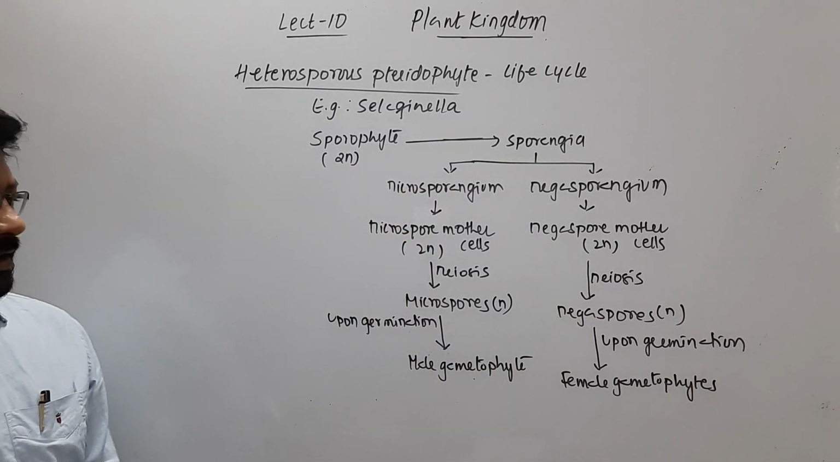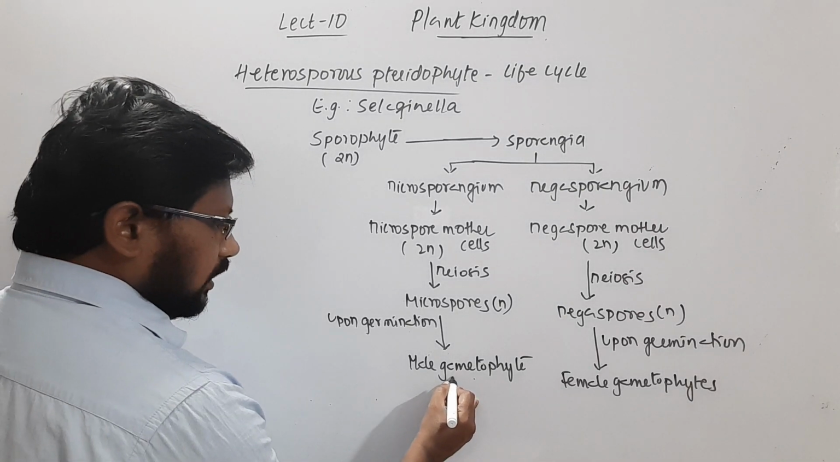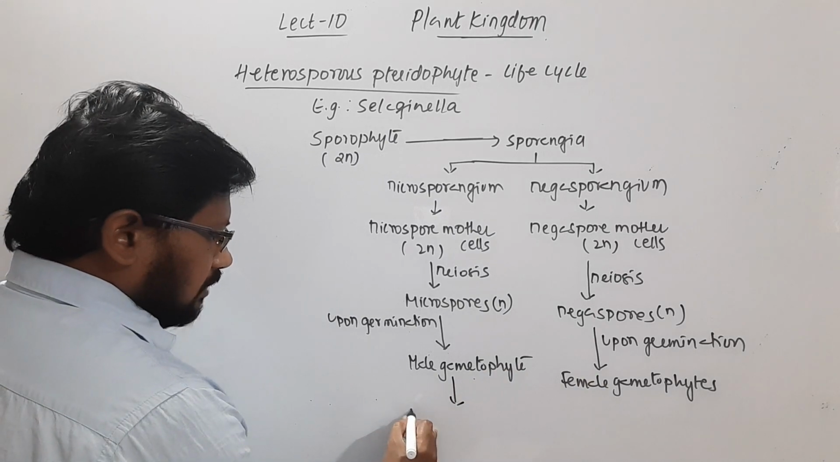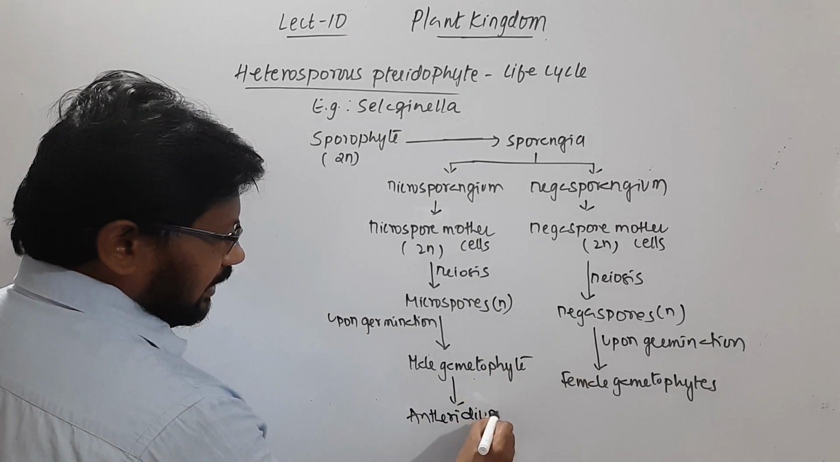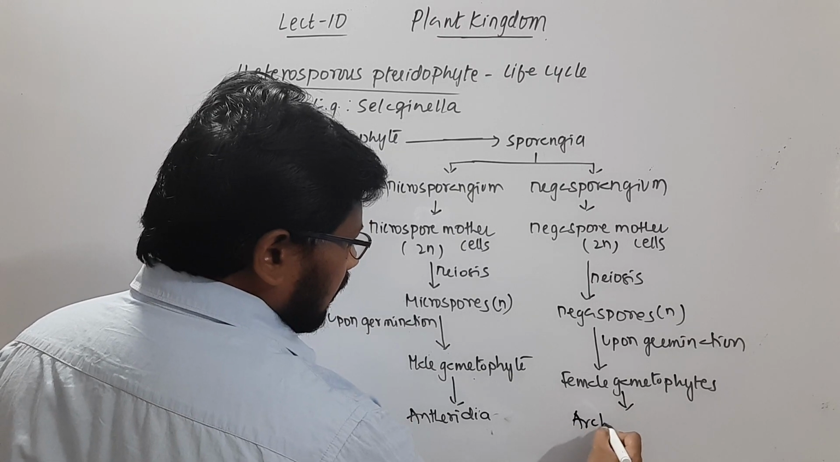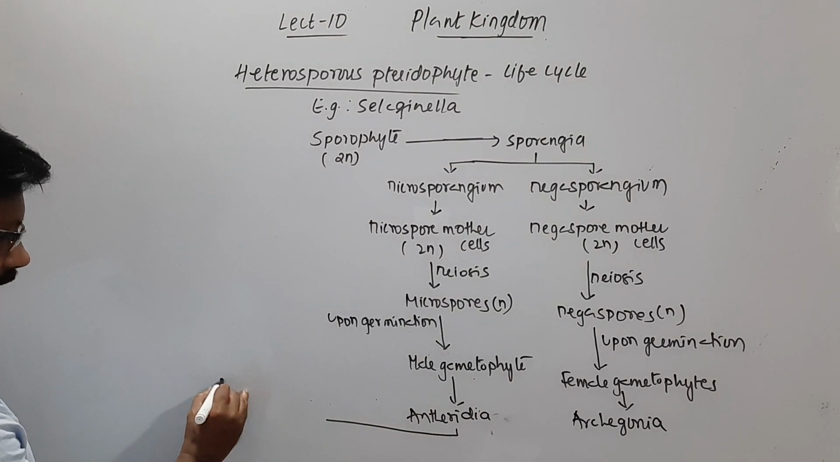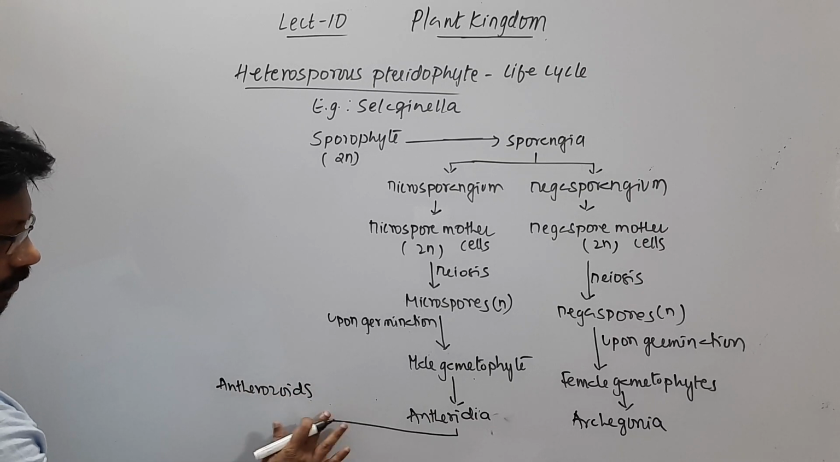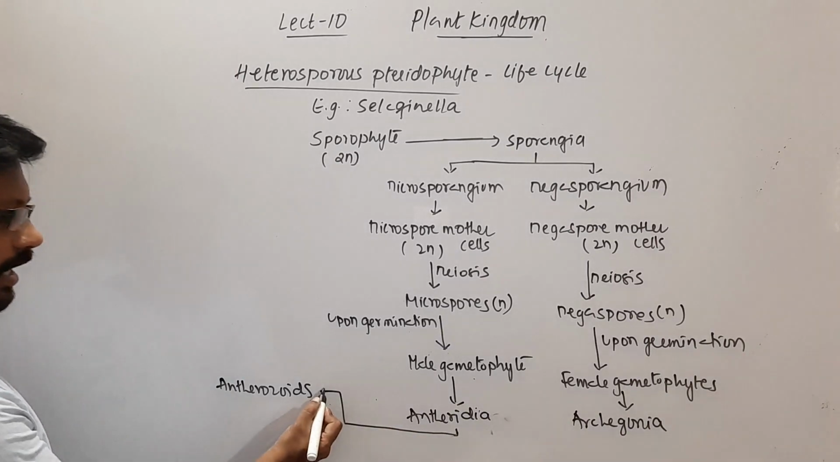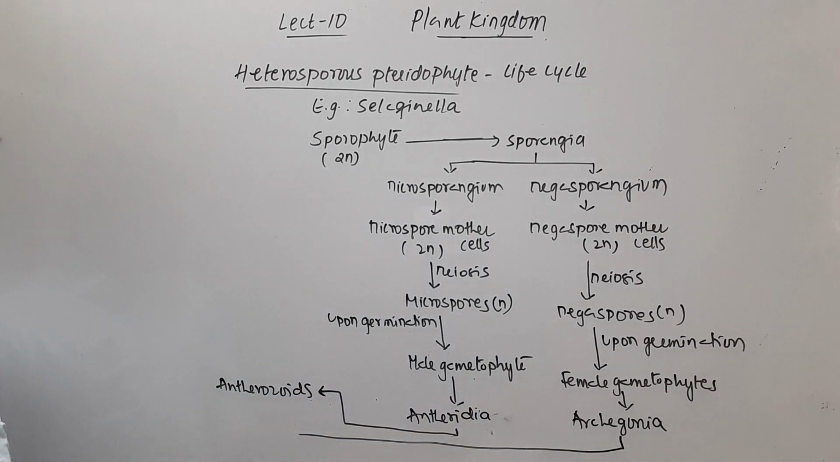Now these male gametophytes will be having the male sex organs, so they develop antheridia, and the female gametophytes develop the female sex organs, archegonia. The antheridia are going to develop antherozoids, and the archegonia are going to develop the eggs.